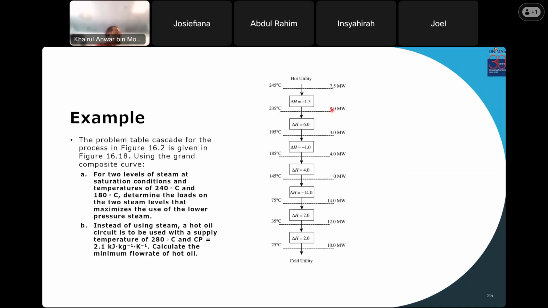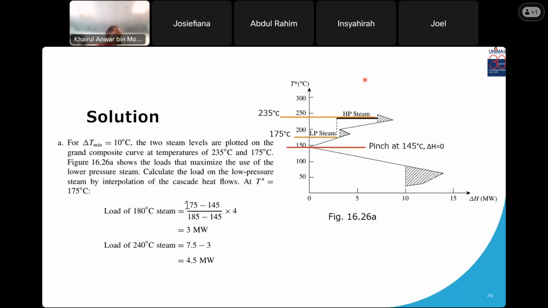So delta H versus shifted temperature. Delta H is delta H interval. If you plot it, it will be like this, zigzag. So the pinch is when the curve touches the y-axis. At this moment the pinch is 145 degrees.